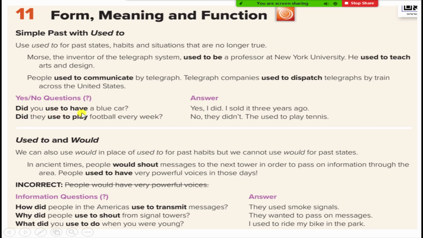Did you used to have a blue car? Yes, I did. I sold it 3 years ago.